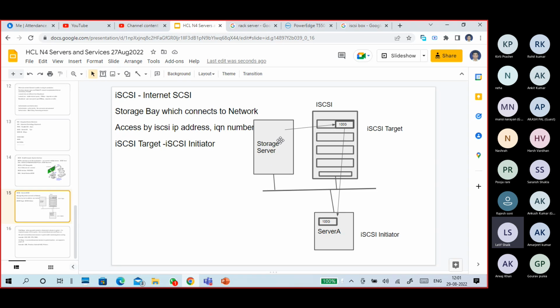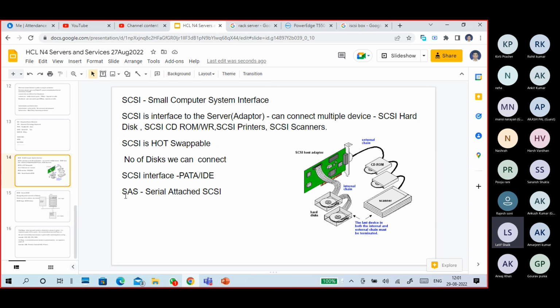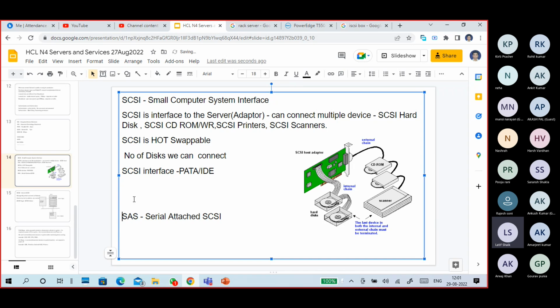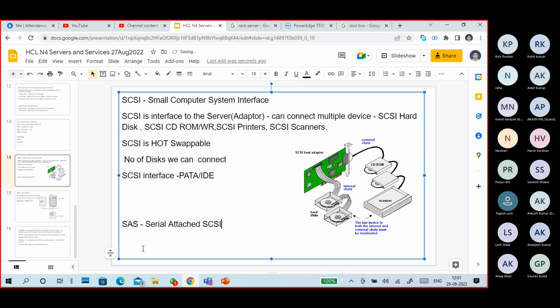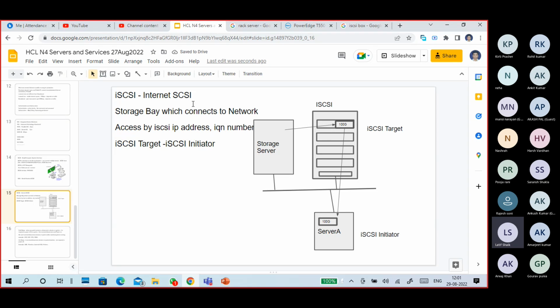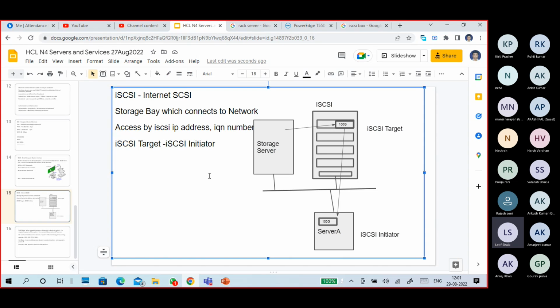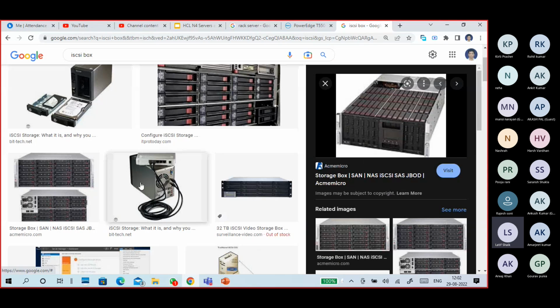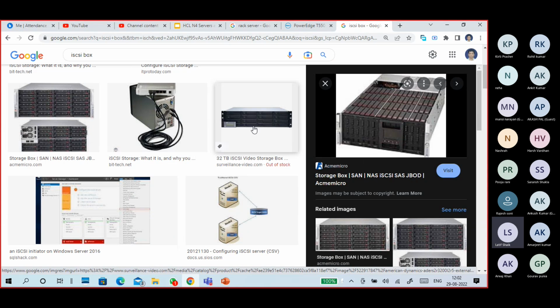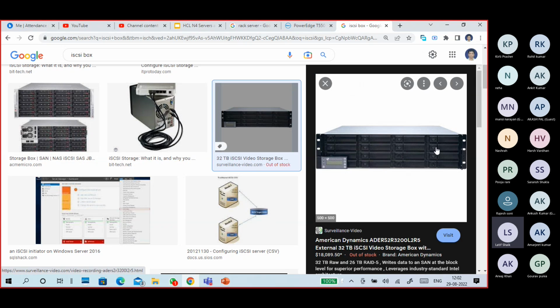The server is down, or the server is busy. A small problem is there, no? To avoid that, what are we using? We are using iSCSI. iSCSI means Internet SCSI. This iSCSI box does not depend upon any server or server operating system. It is itself a box which contains a storage bay, where we can insert the disks directly.